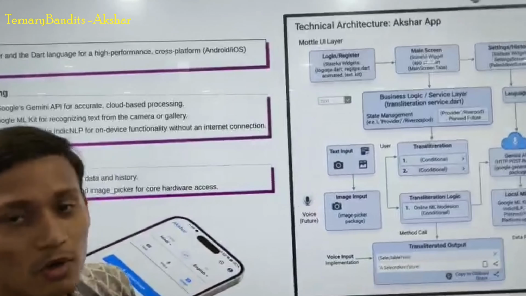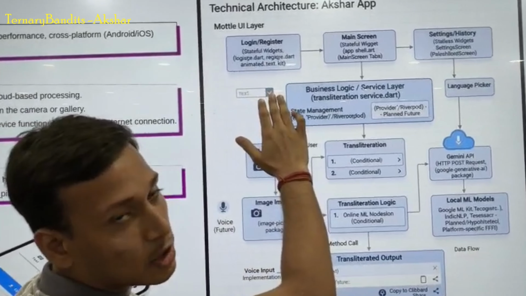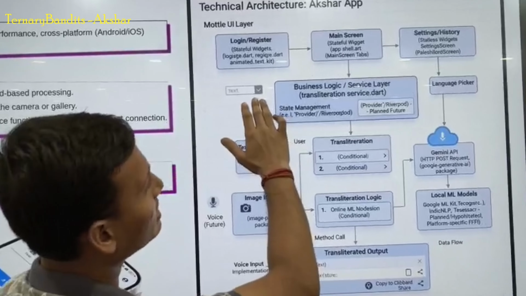And this is the basic flow of our app. It's a login and register, like I talked about in the previous slide. Then the main screen and settings, where you can pick your language. It is transliterated through the online ML model, the Gemini API, or the local ML model, and the transliterated output appears here. It can be an image input, it can be a text input.